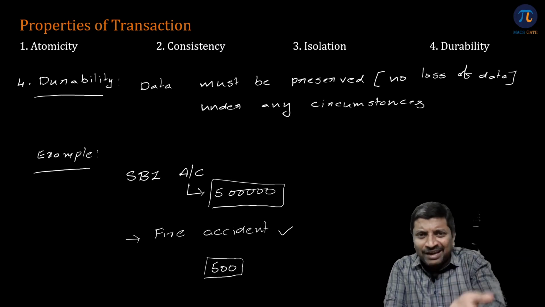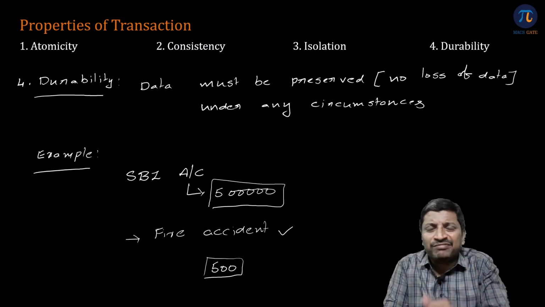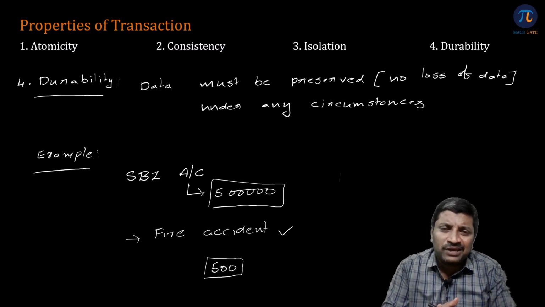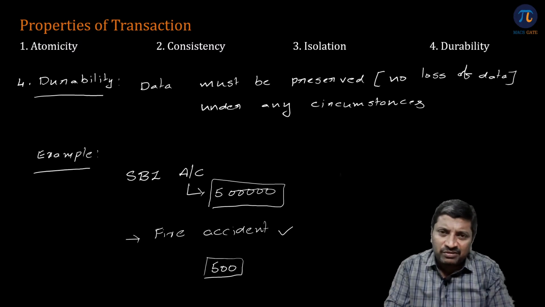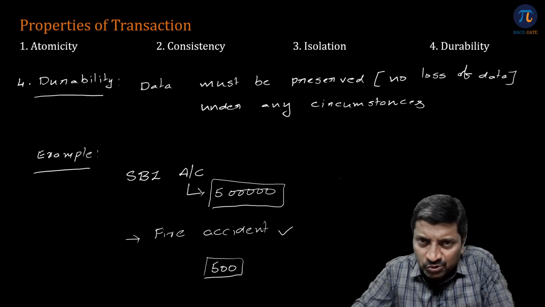I have 50 lakhs in my account, please give me. Even if they have 5 lakhs, they will say they have 50 lakhs or 50 crores. So under any circumstance, the data must persist, or be preserved, in the database. That is durability. So these are the 4 properties of a transaction we must ensure.